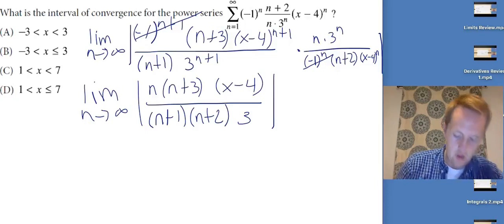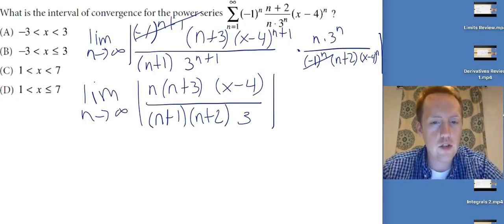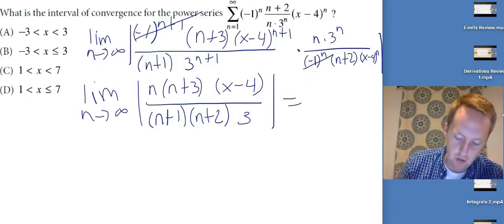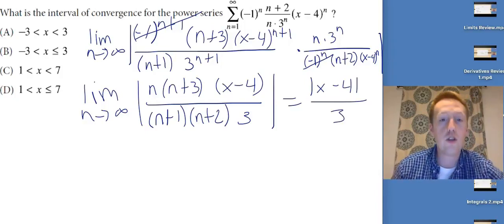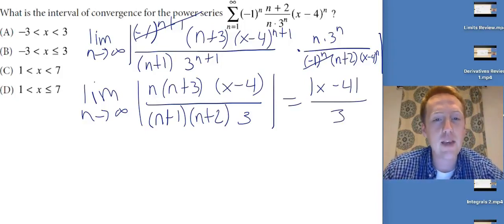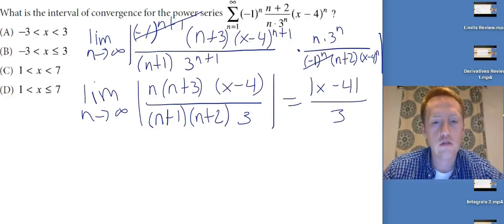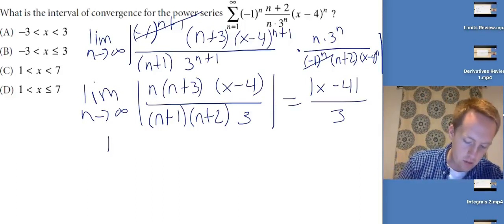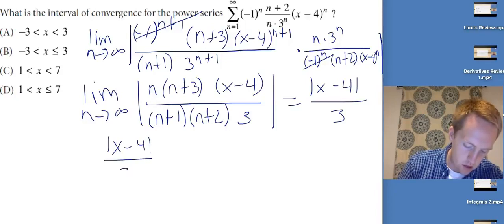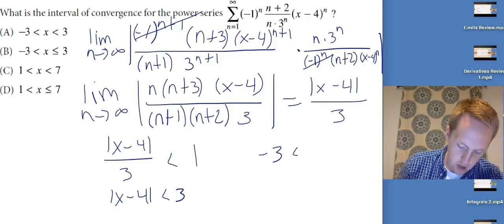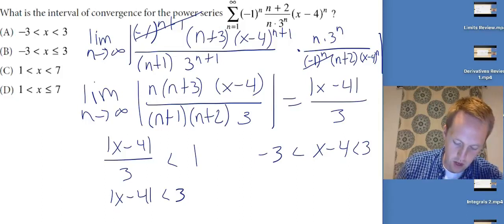Okay, so the degree on top is squared if I distribute that, and then the coefficient of it would be absolute value x minus 4. And on the bottom, the coefficient would be 3. So the ratio test says as long as that limit is less than 1, then we'll have convergence. So I need this to be less than 1. So then absolute value x minus 4 must be less than 3. So then negative 3 is less than x minus 4 is less than 3. I'm going to add 4 everywhere. 1 is less than x is less than 7.